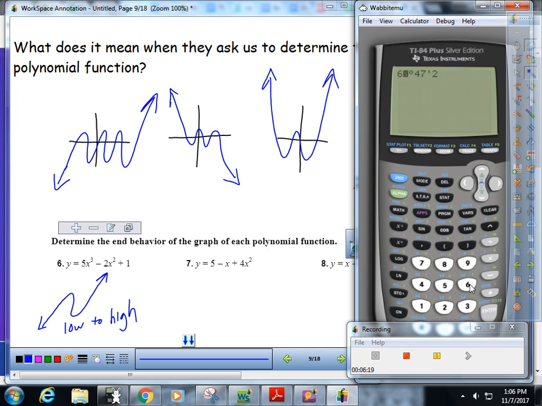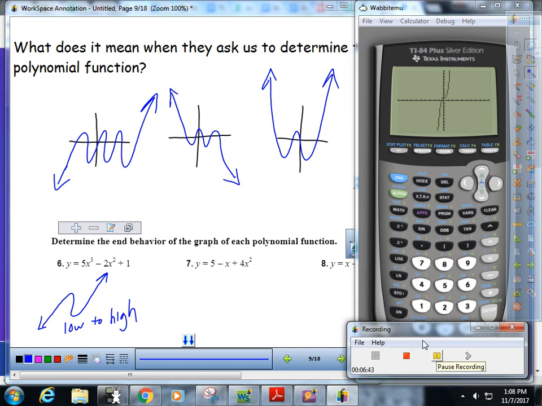Zoom. 6. Graph. Zoom. 6. Enter. And there you'll see it. Will it show up? No, it didn't show up. Right? Y equals. Oh, we're just slow. It's just slow.